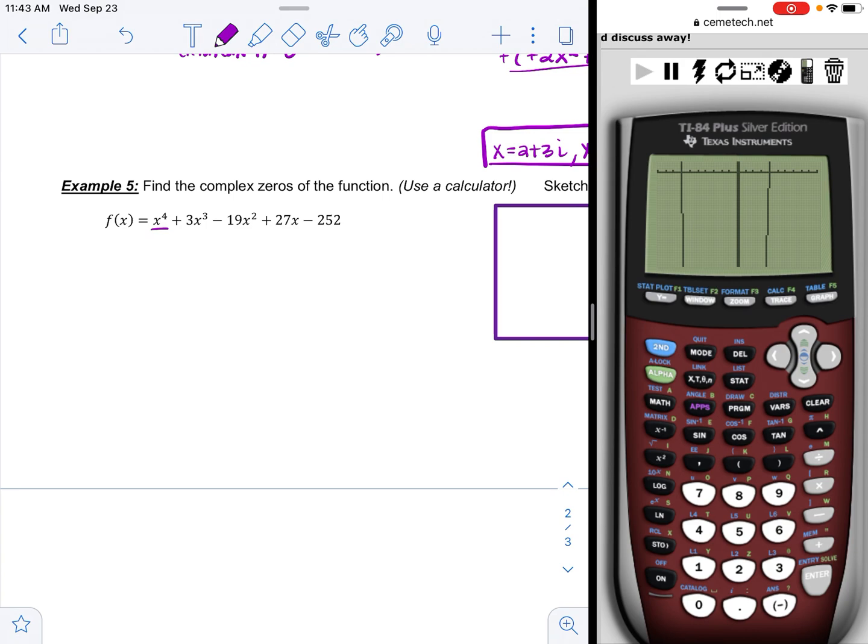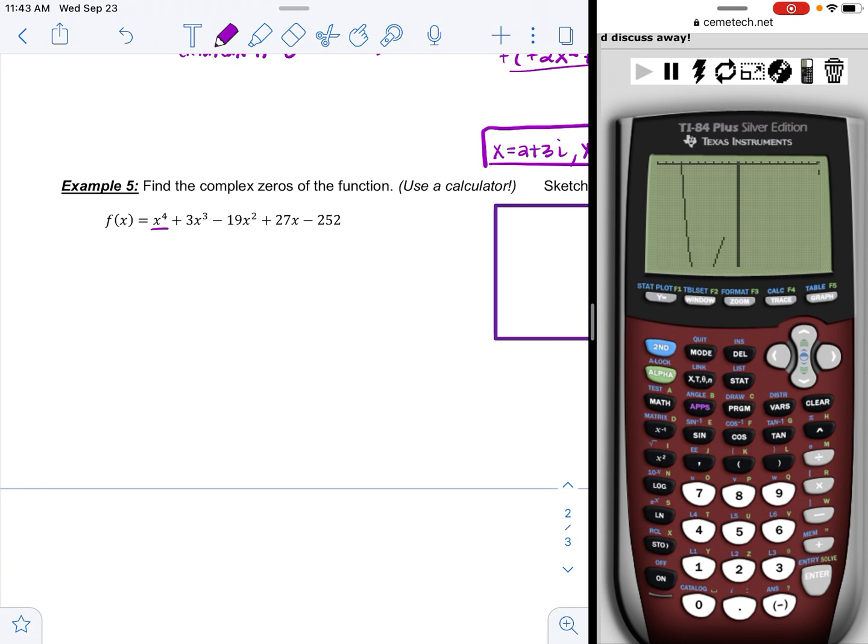Now I have to think, okay? What's my y-intercept? Because I keep on changing it and changing it. It's not happening. My y-intercept, when I plug in 0, I get negative 252. So I'm going to say, okay, never mind. Let's go to my window and change that to negative 300. See how it's sometimes trial and error until you actually think. Ooh, I almost got all of it there. So I'm going to do window negative 500.